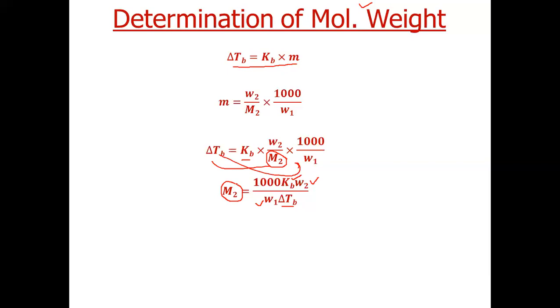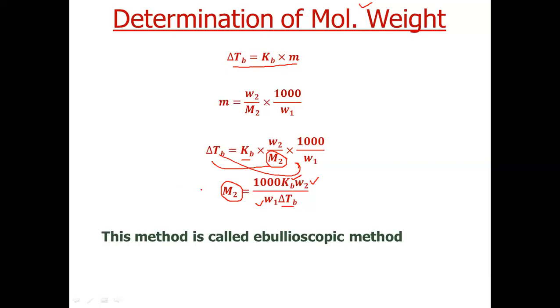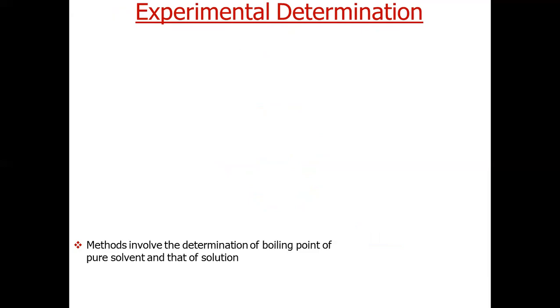Now, this method of determination of molecular weight using elevation in boiling point is called the ebullioscopic method. Ebullioscopic method means the method which involves determination of molecular weight of a non-volatile solute from elevation in boiling point. Next, we will discuss how experimentally this elevation in boiling point is determined.